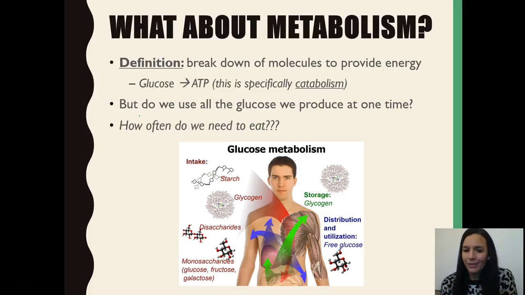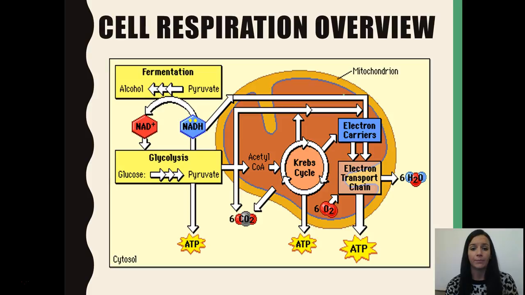So what about metabolism? If we remember, metabolism is when you break down molecules to provide energy. In this case, we're taking glucose and we're making ATP, more specifically, catabolism. But do we use all the glucose we eat, I should say, at one time, or ATP we produce? No. So how often do we eat? We're not eating every second of the day. We can eat meals and still be able to process that glucose slowly to produce ATP.